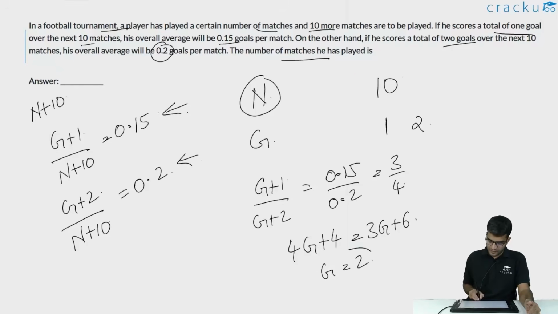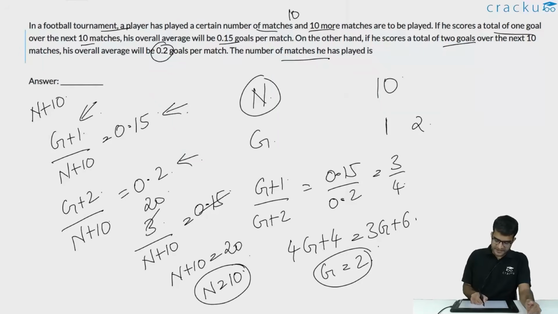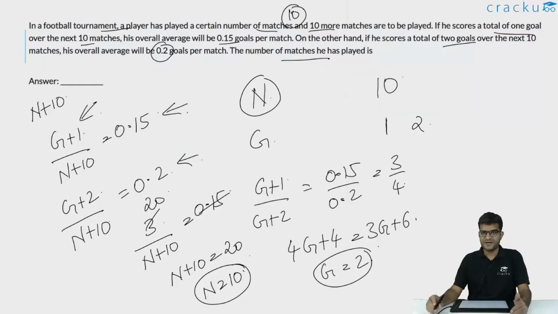So if you now cross multiply, 4g plus 4 is equal to 3g plus 6, or the value of g is equal to 2. If the value of g is equal to 2, the first equation becomes 2 plus 1, that is 3, divided by n plus 10 is equal to 0.15. But 3 divided by 0.15 is 20. So the value of n plus 10 is equal to 20, or the value of n is equal to 10. So the required answer for this question is that the player has played 10 matches till now.